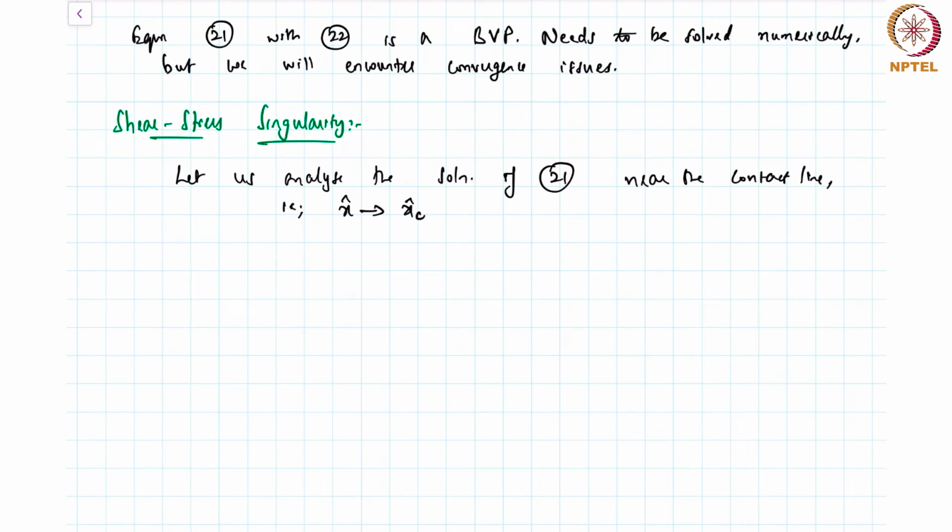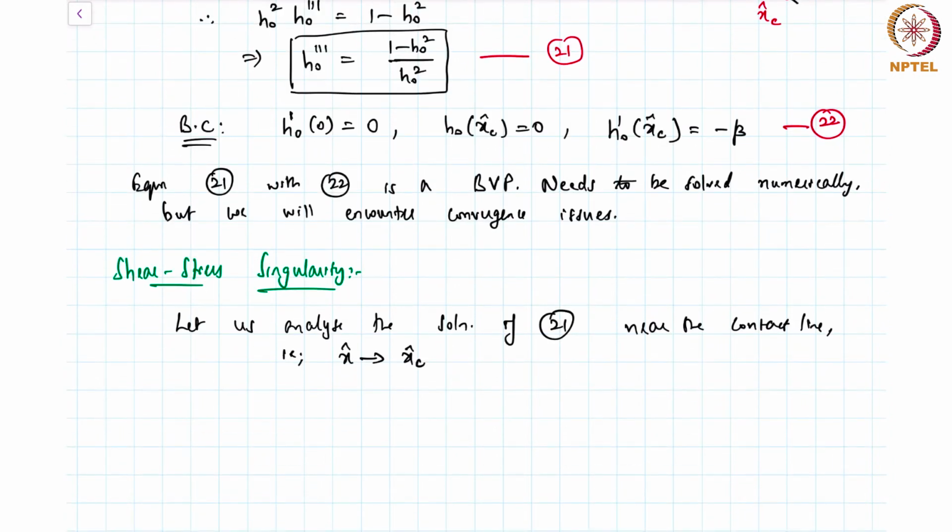Now notice that if you look at equation 21, h naught goes to 0. The denominator of 21 on the right hand side goes to 0 as you approach the contact line. That's the second boundary condition in 22. So this becomes a big headache for us, because when this goes to 0, the denominator in this term essentially vanishes. That means that h triple prime has to go to infinity.